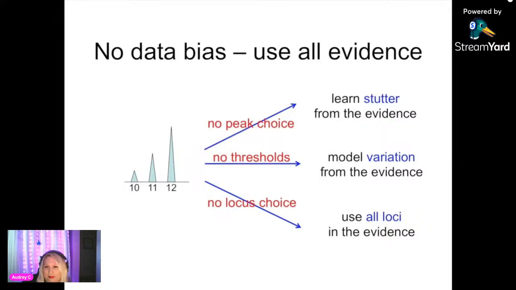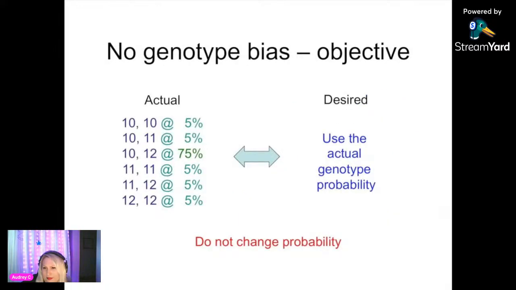All the loci all the time. With an objective computer, there's no genotype bias. Whatever the separated genotype for a contributor looks like as a probability distribution at a locus is what's actually used. And what's desired is to use the actual genotype probability and not having a person change the probability to make things simpler or lead to a desired conclusion.